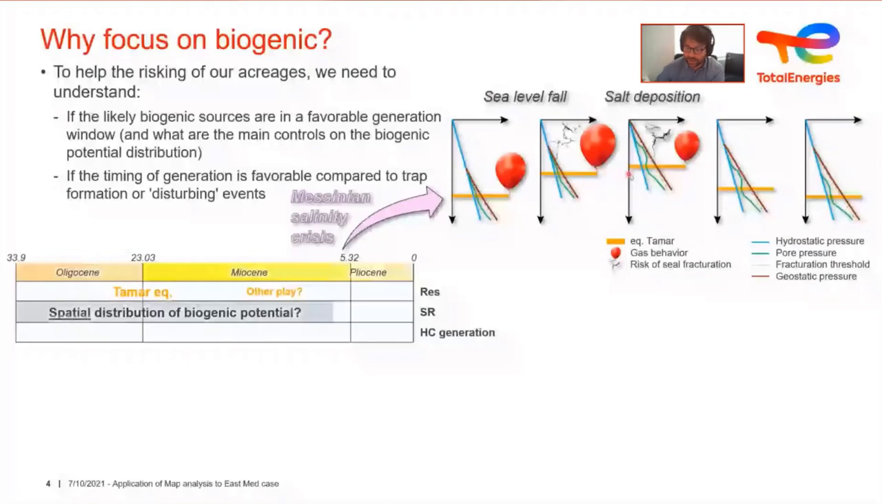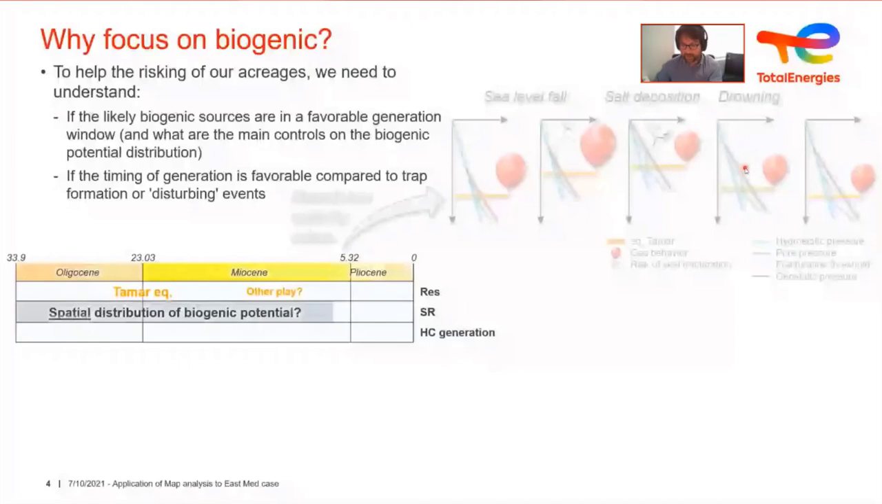Then a likely gas shrinkage due to the overload of the salt, but still some fracturation risk. And then during the drowning, a decrease of this fracturation risk and so on. So this is important for the understanding of the processes and the timing, but it has not been studied during this analysis. But we will come back to that for some example I will show.